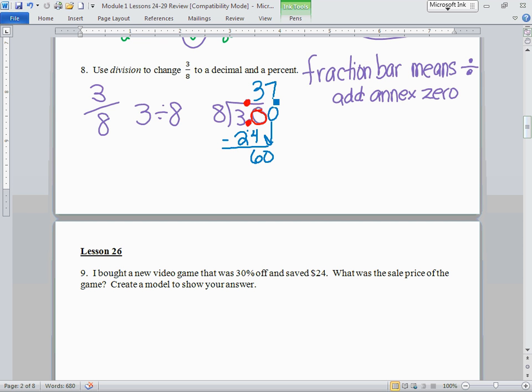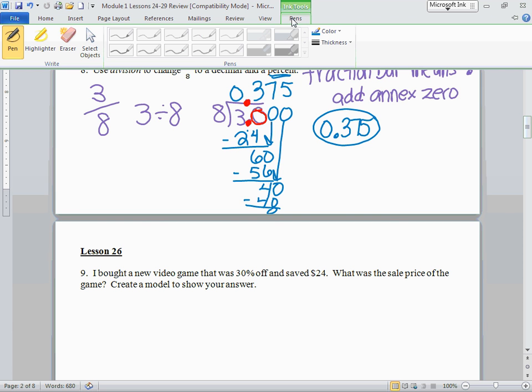I asked how many times 8 goes into 60, which is 7. 7 times 8 is 56. 40 divided by 8 is 5. And then we can stop. Remember, you always want that 0 in your ones column. So as a decimal, it's 0.375. However, we have to read the directions carefully because they also asked for it as a percent.